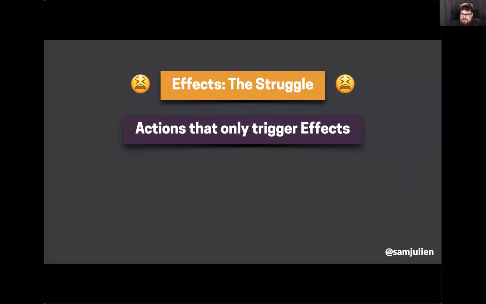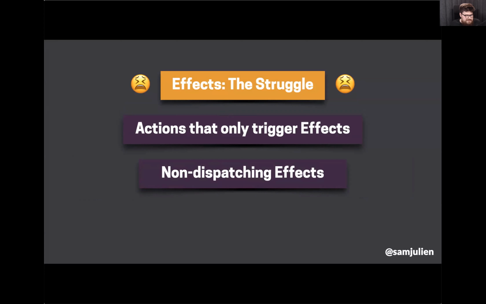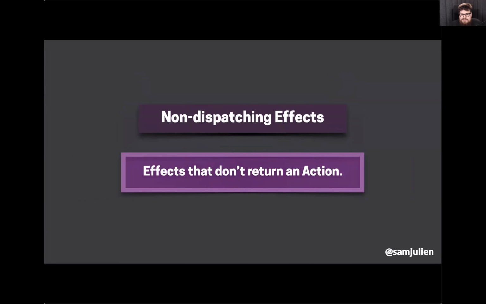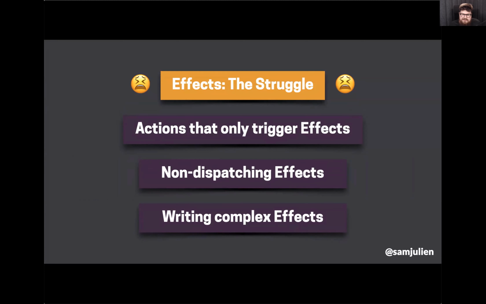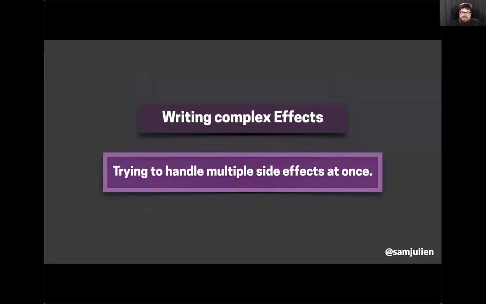The second thing people usually struggle with are non-dispatching effects. These are effects that don't return an action. So it's the other side of the coin. Instead of having an action that doesn't touch the reducer, you have an effect that doesn't return an action. These can be tricky. And then the third thing that people tend to trip up on are writing complex effects. This is usually what happens when you're trying to handle multiple side effects at once. Things can get really complicated.